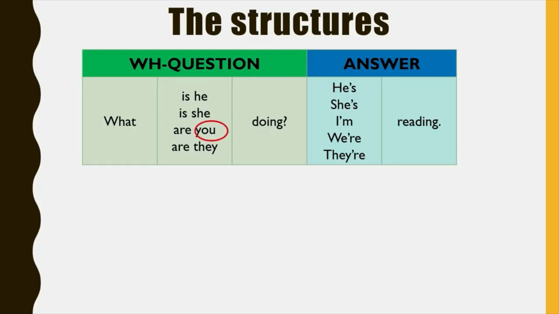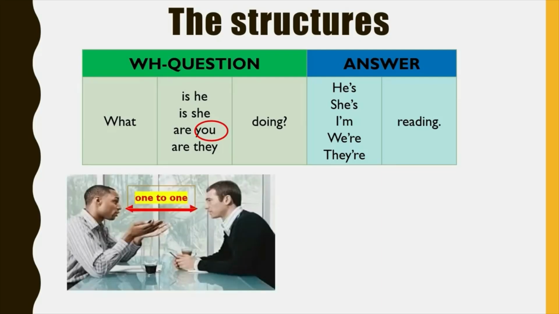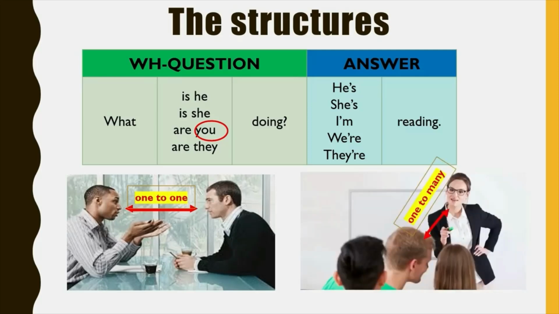If we look at the word you, when we want to ask a question using you, what are you doing? There are two situations that we have to know. The first situation is when you are talking to another one person, it's a one-to-one talking. So you might ask, what are you doing? Another situation is when you talk to a group of people. For example, a teacher is talking to his or her pupils in the classroom.